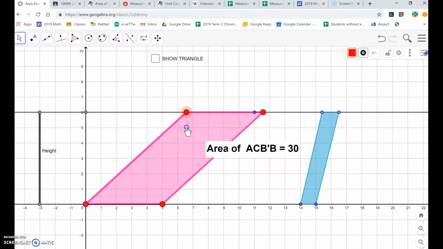Okay, so now I'm going to click that and I have got a triangle. What can you tell me about the pink triangle and that kind of blacky grey thing?